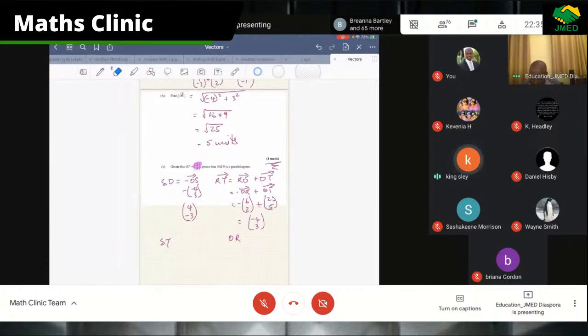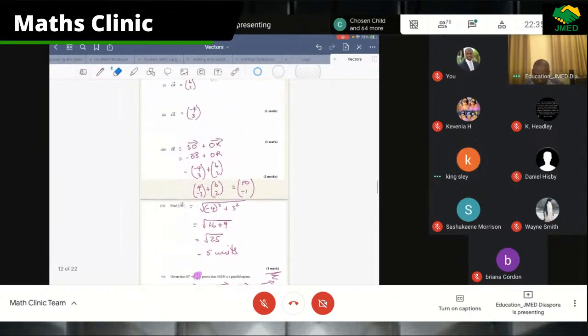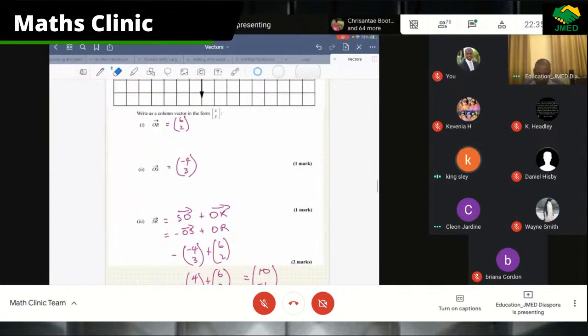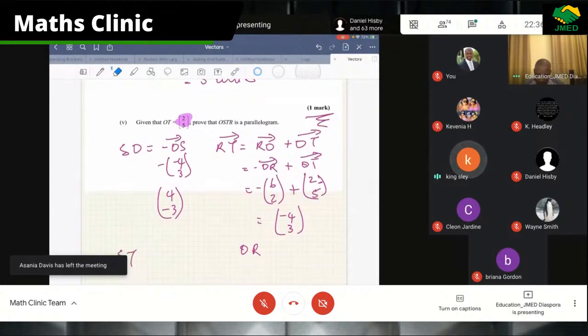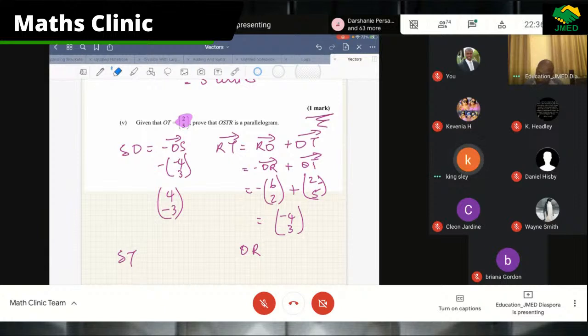Yes, sir. For the SO, it should be OS, so it should be -4, 3. What's OS? Down at the bottom, it should be -4, 3 because SO is 4, -3. So OS would be -4, 3. So it'd be equal to RT, which is -4, 3. Okay, so you're saying to me that, yeah.